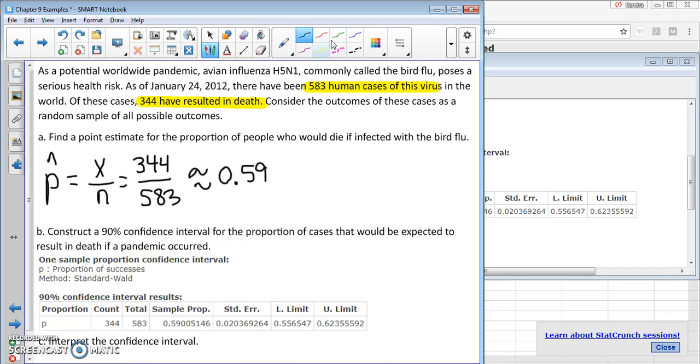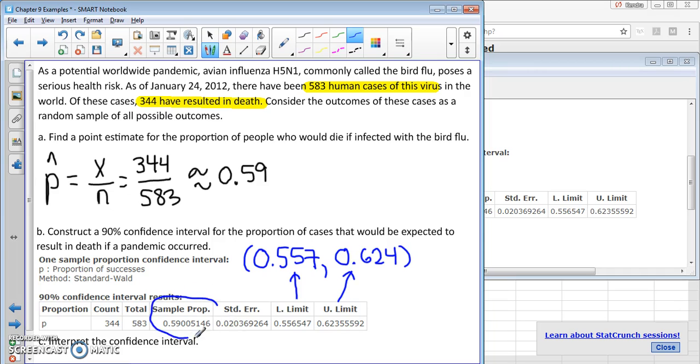So the confidence interval here is 0.557 if we round to 3 decimal places, 0.624, right? So our lower limit and our upper limit. And then you'll notice here this sample proportion is our point estimate.